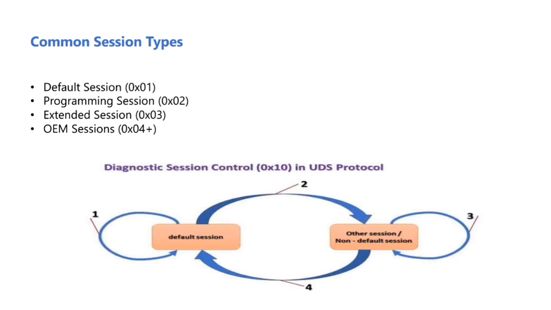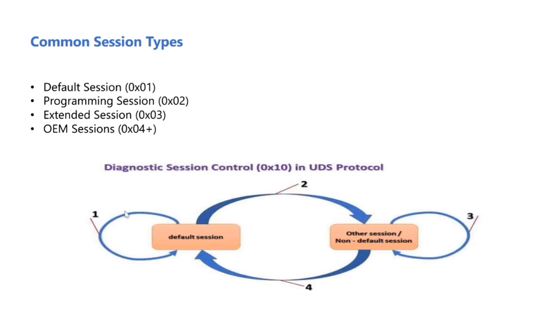Every session unlocks a different set of services. As automotive engineers, understanding these session types is important because service availability depends heavily on the active session. At a time, the ECU can only be in one session to avoid overlapping requests. For example, the ECU can only be in default session, or programming session, or extended session, or any OEM specific session at a time.